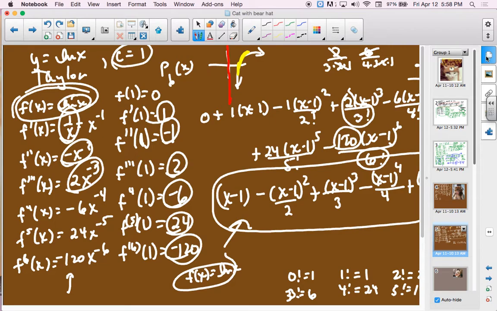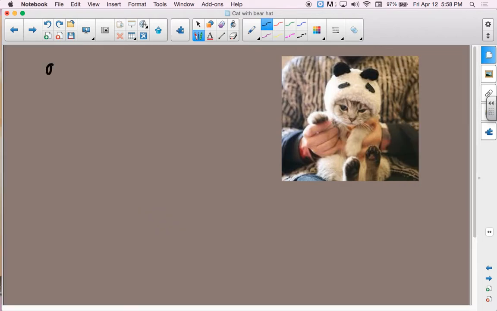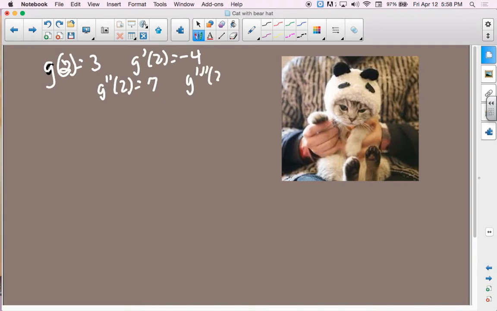we start to see how they ask us on the AP exam. So let's see if black shows up here. All right, so on the second page, you have g as a function that has these attributes. g of 2 is equal to 3, g prime of 2 is equal to negative 4, g double prime of 2 is equal to 7, and g triple prime of 2 is equal to negative 5, and they say write a Taylor polynomial centered at 2.